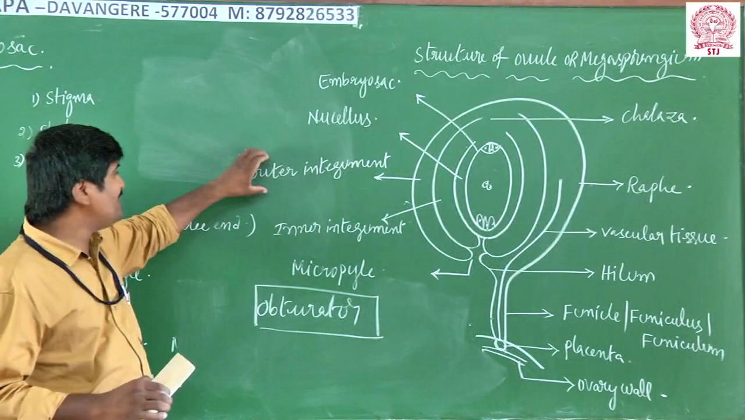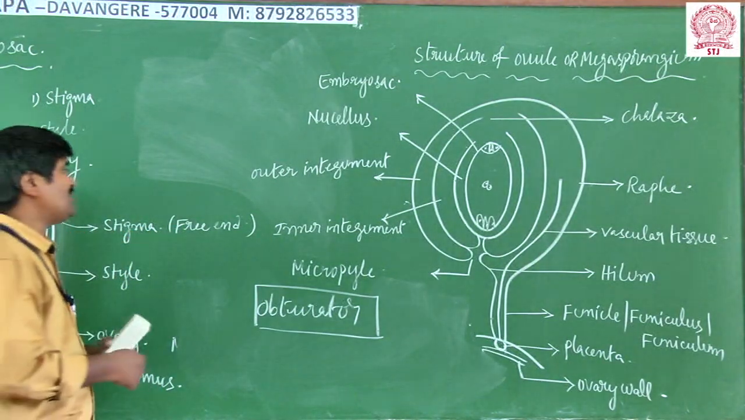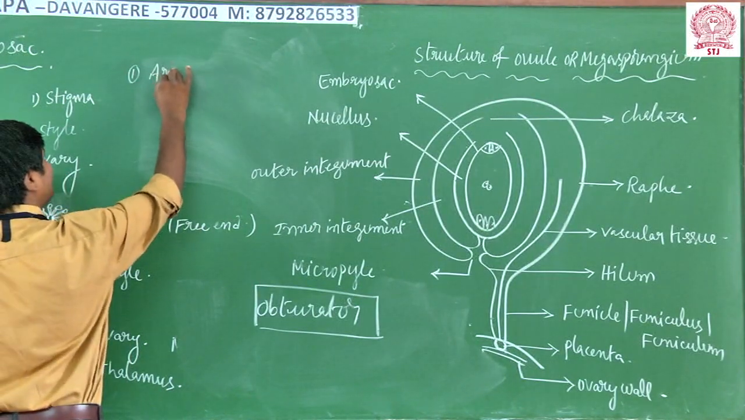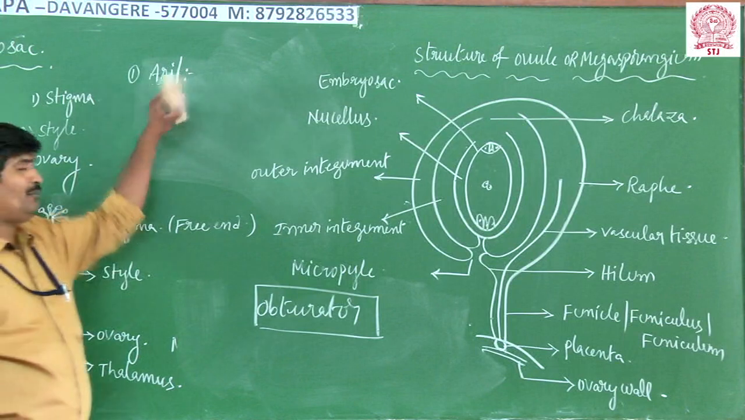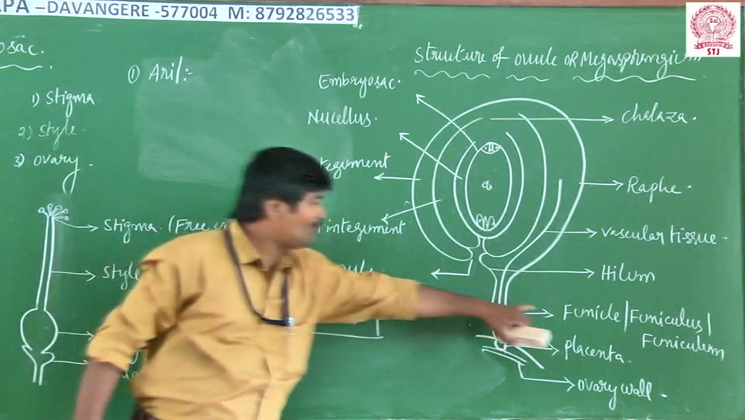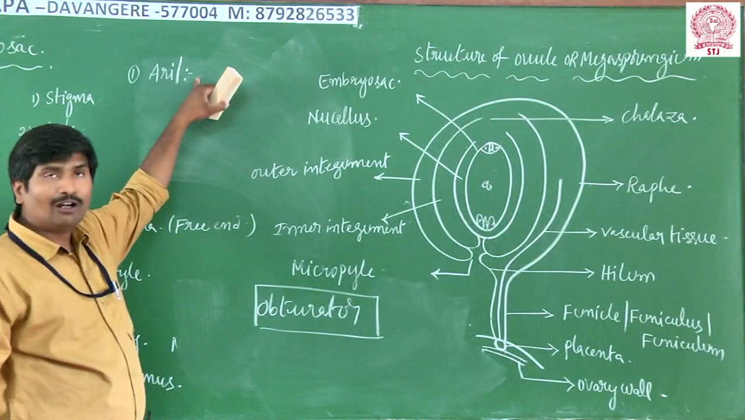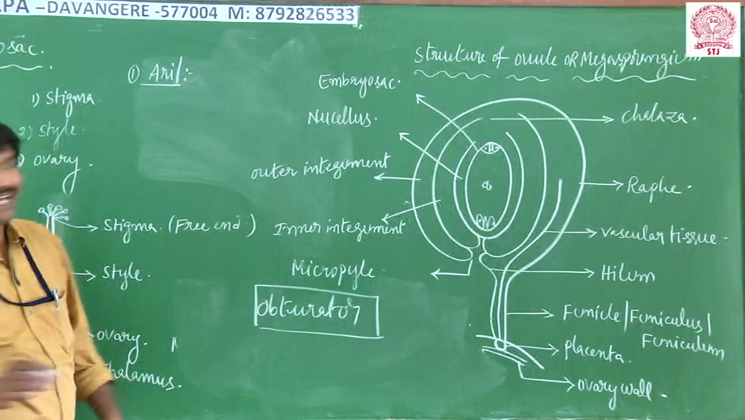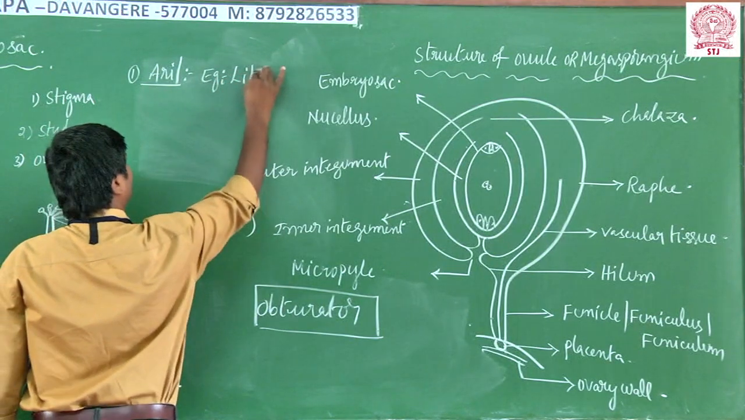Next, additional information for the integuments. There are two points. One is the aril. What is the aril? Aril means a third integument. The third integument is developed from the funicle. This third integument develops into the aril in some plants. The best example is lychee.